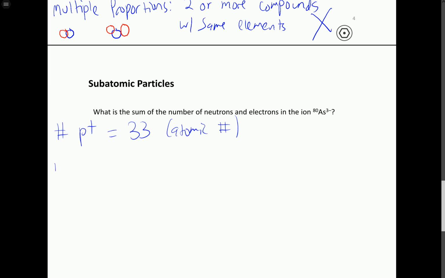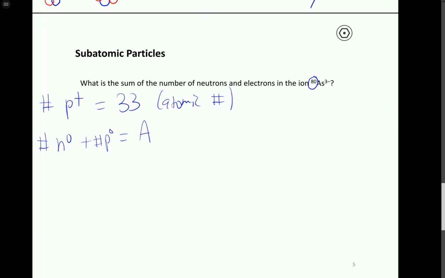So the number of neutrons is found from the mass number 80. This 80 here in the symbol tells us how many protons plus neutrons there are. So the number of neutrons plus the number of protons is this number that we call A here in the formula, which is the mass number.